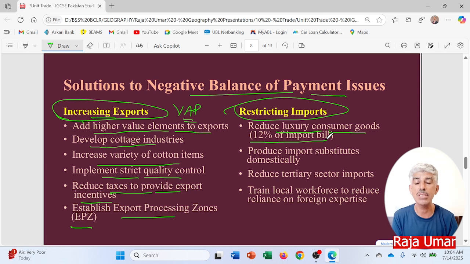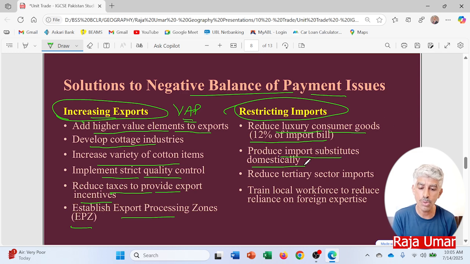I mean, very costly cell phones, very costly laptops, and very costly such products which are not actually needed by such an economically poor country. So we are supposed to restrict those luxury item imports in Pakistan, so that we might be saving a lot of foreign exchange, which we are right now spending, I mean 12%.